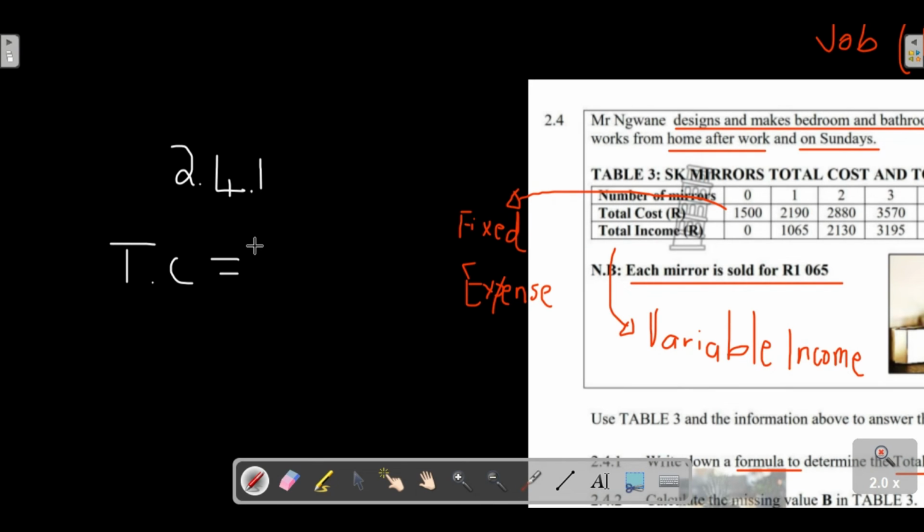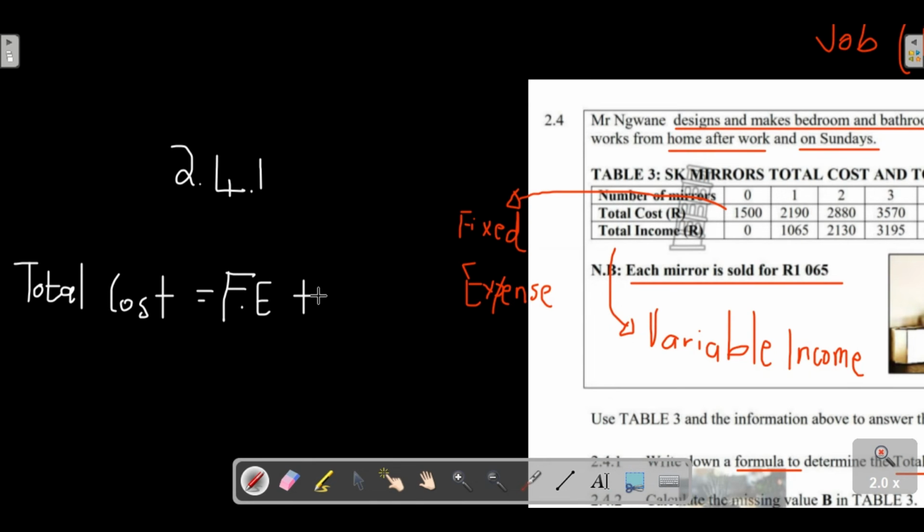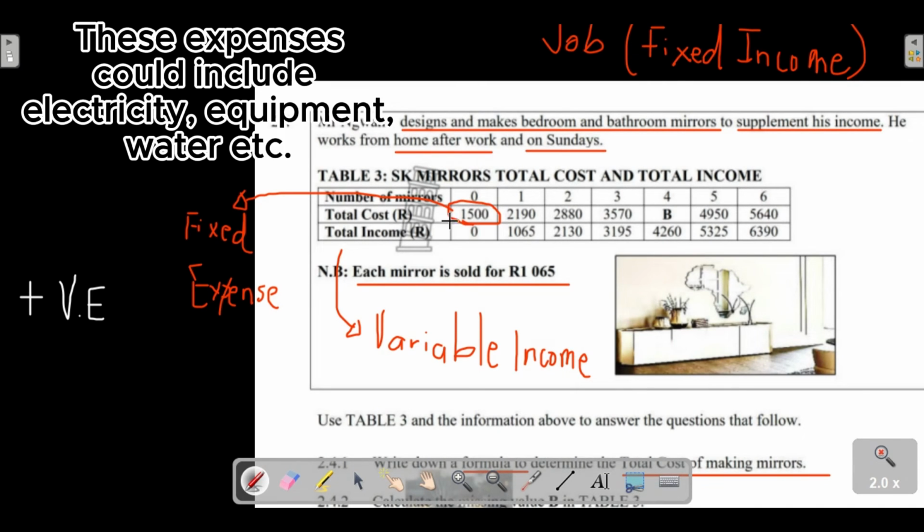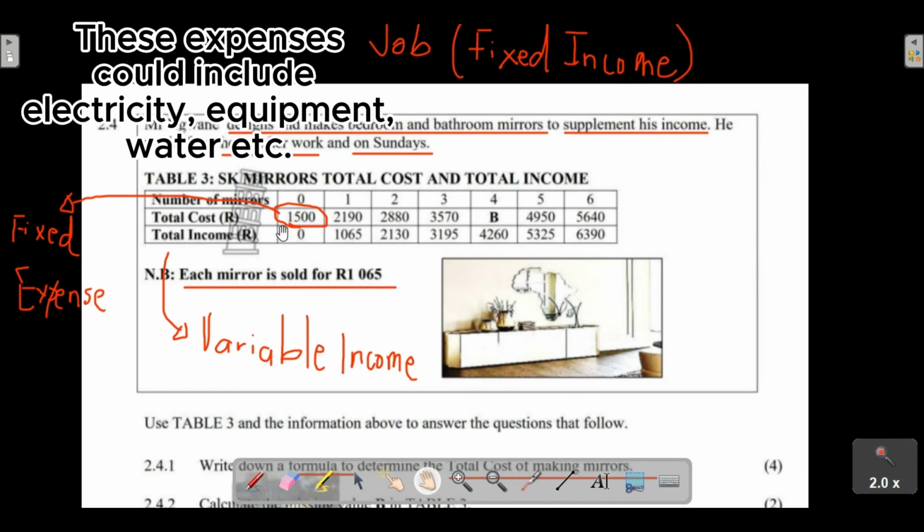you add the fixed expense and the variable expense. So let's write that down. The total cost will be the fixed expense plus the variable expense, or fixed cost and variable cost. The fixed cost, we already identified, is actually 1,500. It does not depend on the number of mirrors that he actually sells. And so that's why we say that it is a fixed cost or expense.